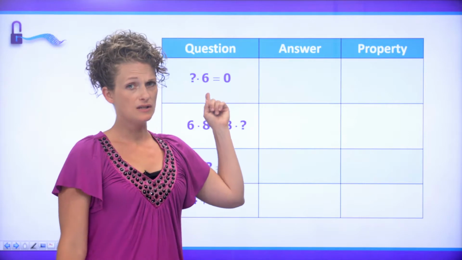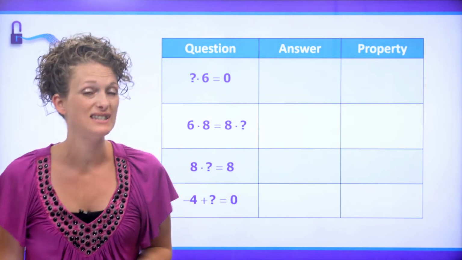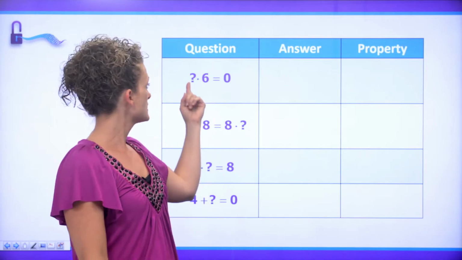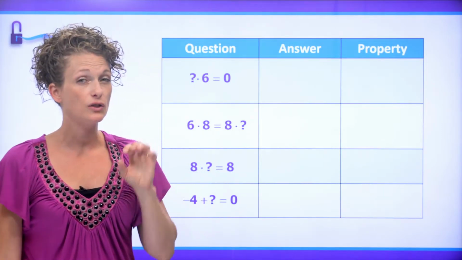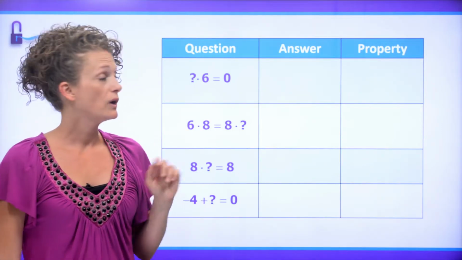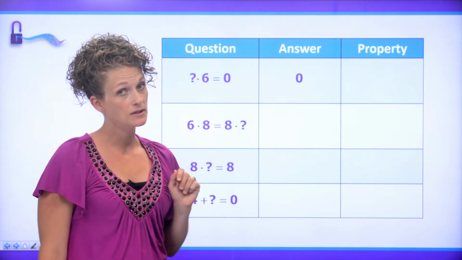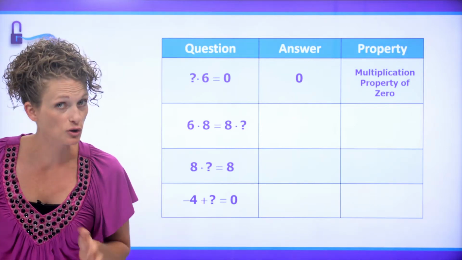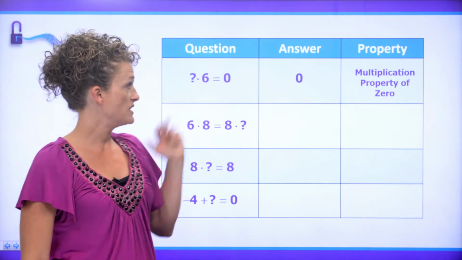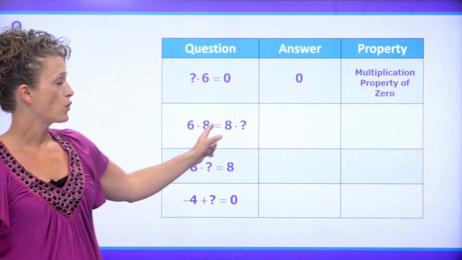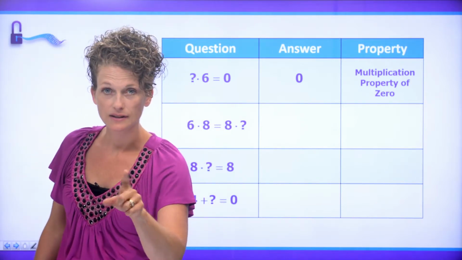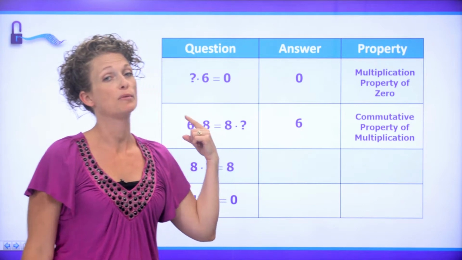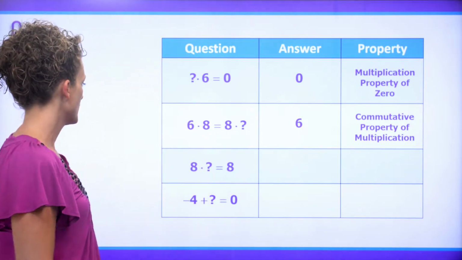Okay, we just looked at this one actually. Question mark times 6 equals 0. So what number does the question mark have to be so that the whole thing equals 0? Well, we know that 0 is the only thing that will make that 0. And that is the multiplication property of 0. That's what it means. 6 times 8 or 8 times, that's right, it's 6. And this is because of our commutative property of multiplication.